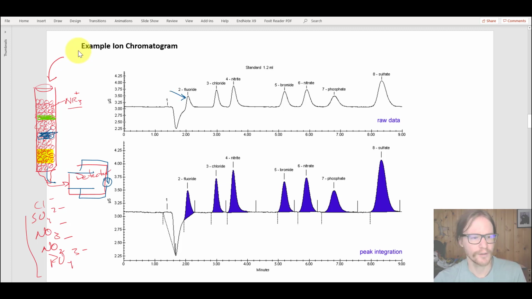If you look at the curve here, this is a real ion chromatogram. This is measured in microsiemens. A Siemen is the inverse of an ohm, which is a measure of conductivity. On our x-axis we have time, so these things are eluting in this dimension. The things that come off the column first, in this case our yellow band, would have been the fluoride. And then we had chloride, nitrite, bromide, nitrate, phosphate, and sulfate.